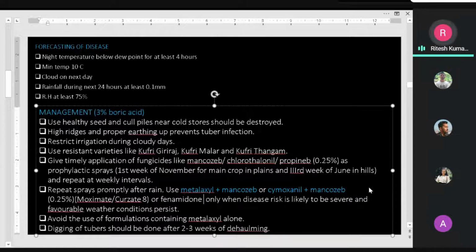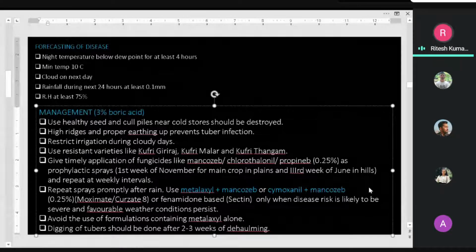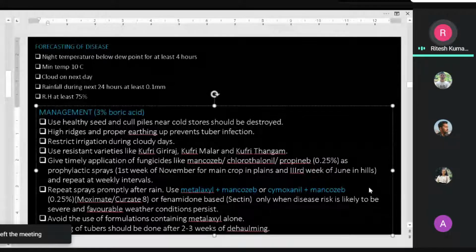Phenamidone-based fungicides such as Sectin can be recommended. So generally, cymoxanil plus mancozeb is recommended at 0.25% if the weather conditions are very favorable and if the disease risk is very high. So generally, we do not go with metalaxyl alone.